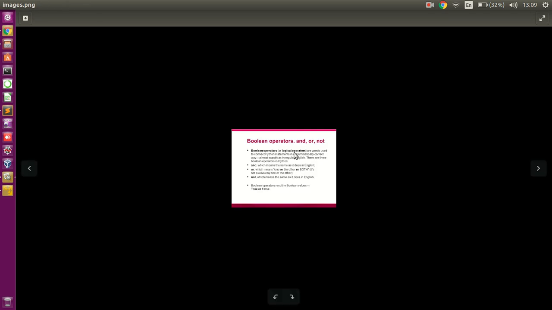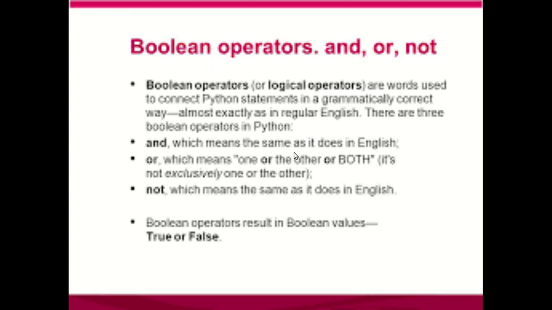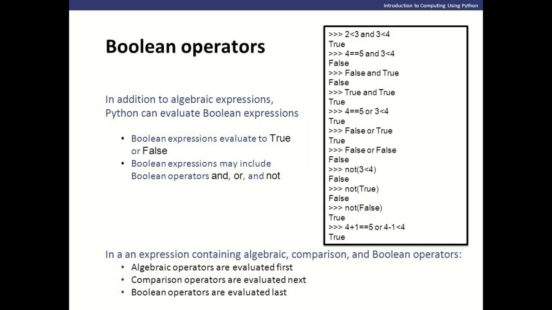These are logical operators that are used to connect Python statements, which include and, or, not, which are either true or false. So what are Boolean operators? Boolean expressions evaluate to true or false. For example, 2 is less than 3 and 3 is less than 4. Everybody knows that is true, so this is a Boolean. If we say that 4 is equal to 5 and 3 is less than 4, it's not true, it's false. So these true and false, the relation between them is called a Boolean operator.